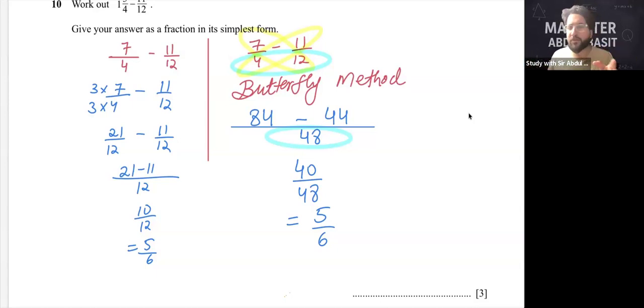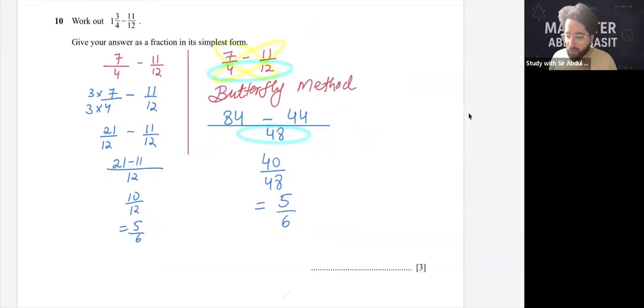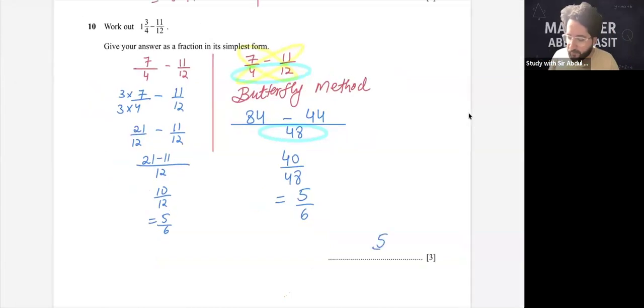Now the choice is yours. Whatever method you like, comparing or the butterfly, go ahead. Okay, but do not lose your mark. Okay, it's a gift from the examiner. It's 5/6. Done.